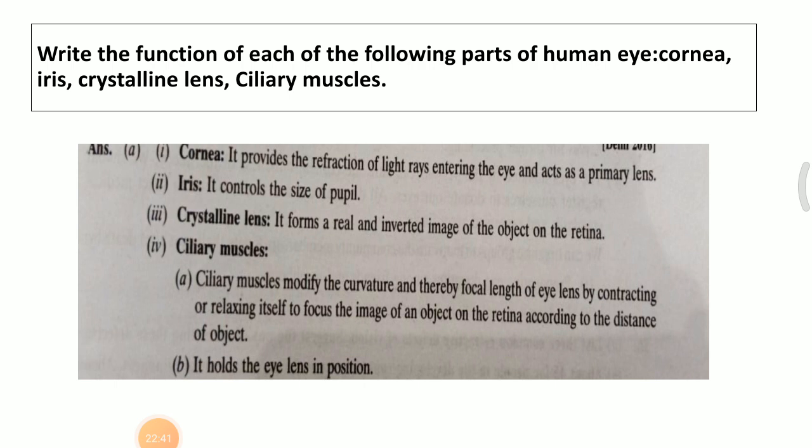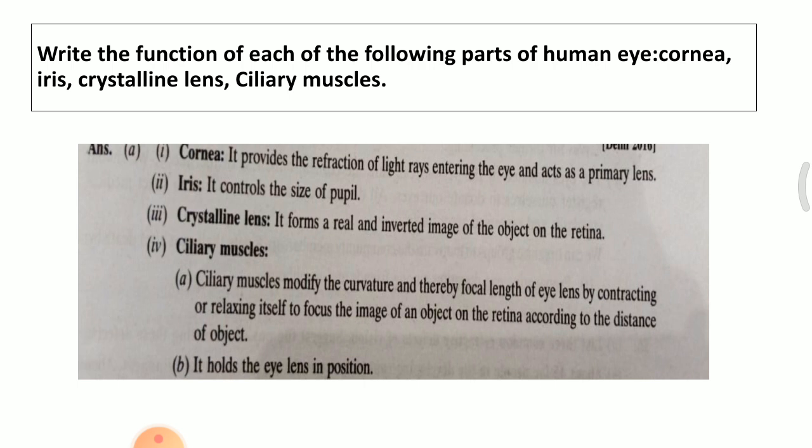The next question, write the function of each of the following parts of human eye: cornea, iris, crystalline lens and ciliary muscles. The function of cornea is it provides the refraction of light rays entering the eye and acts as a primary lens. Because here two lenses are present, the cornea is one lens and the convex lens inside is also a lens. So the cornea is a primary lens, the convex lens is a secondary lens.